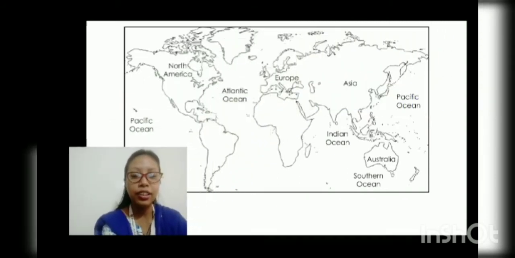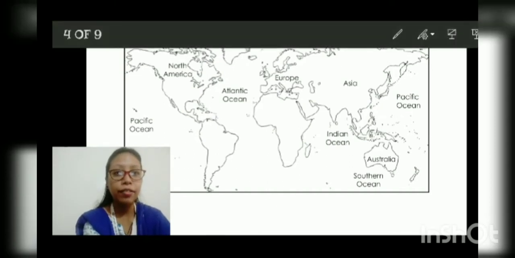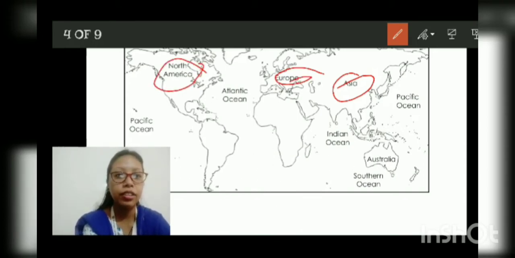As you can see here, this is the world map. So now what you have to do is label it on the world map. You have to identify which is the continent and which is the ocean. The names are already given, and accordingly you have to identify those continents and oceans. So this is the world map. As you can see on the screen, we have Asia here. Then we have Europe here. We have North America here, then Australia here. So what are these? These are continents, right?